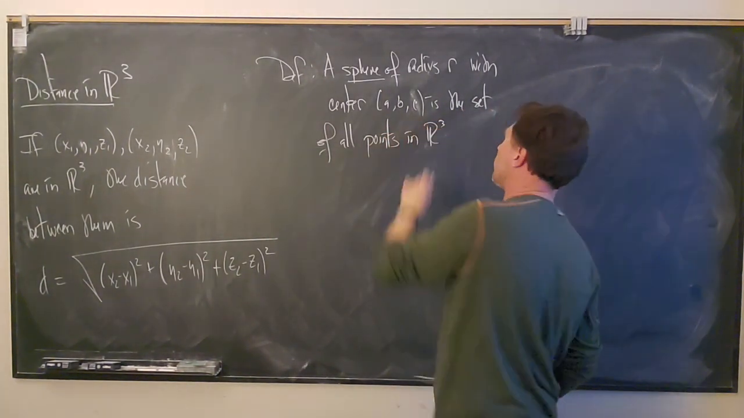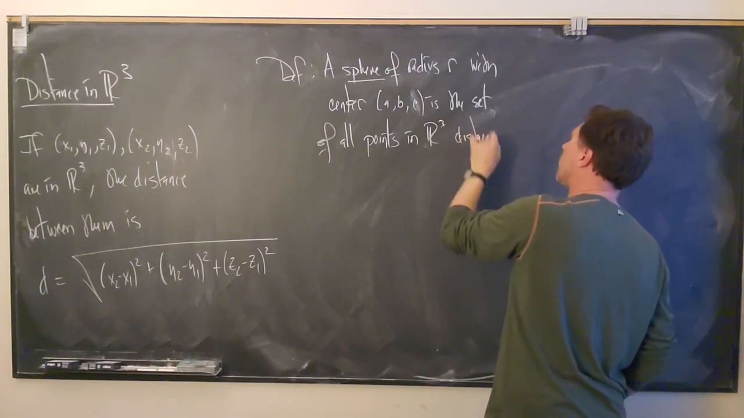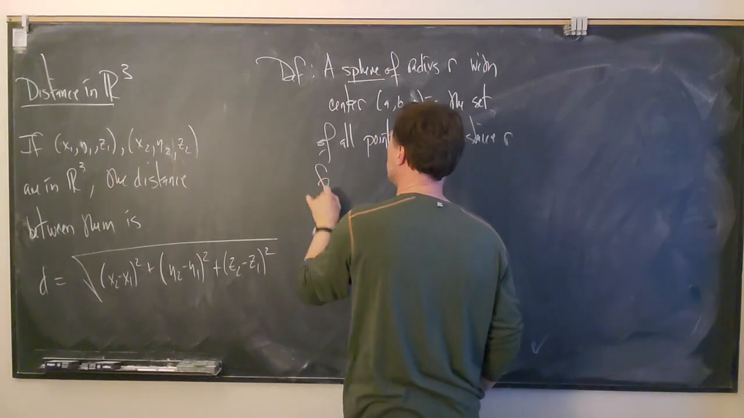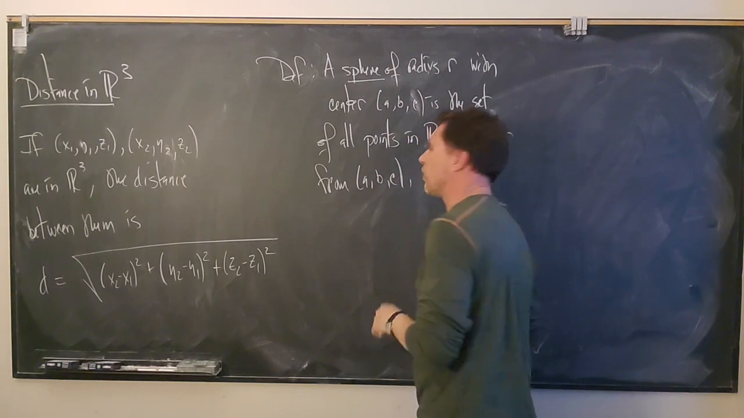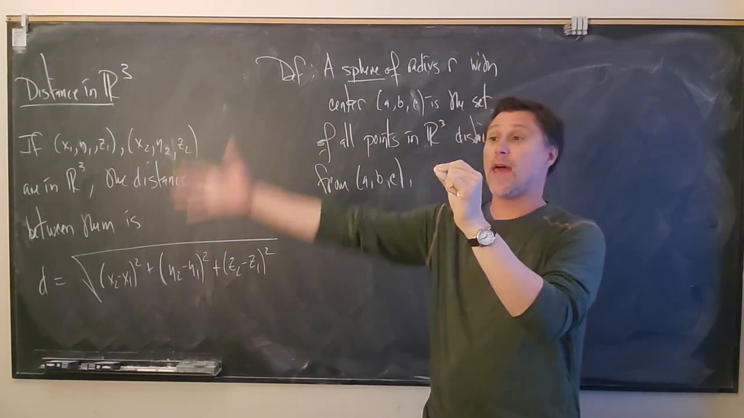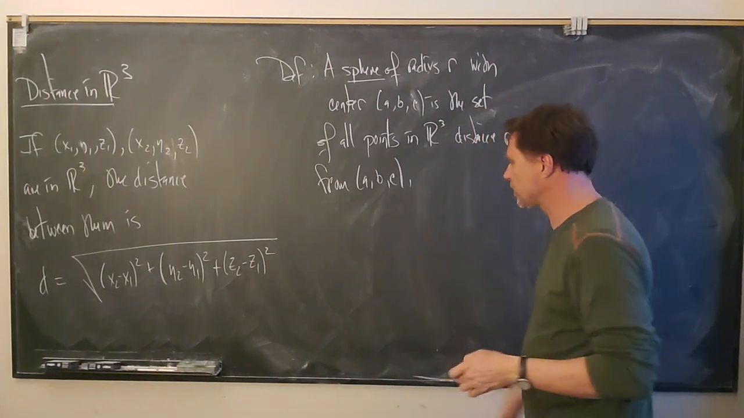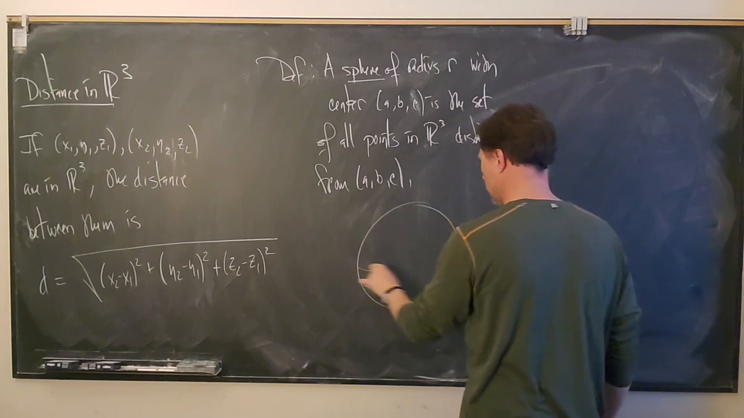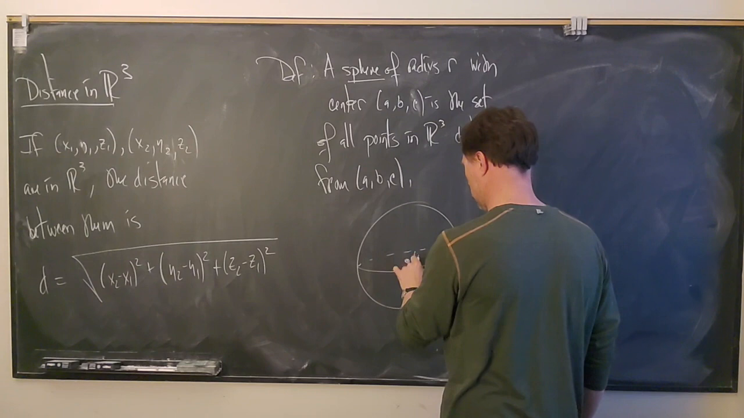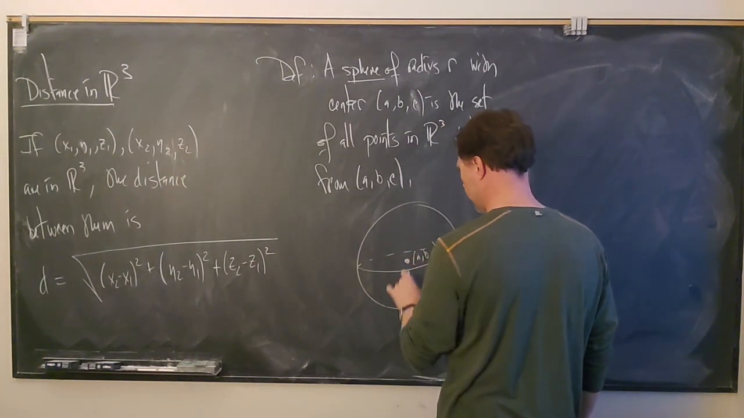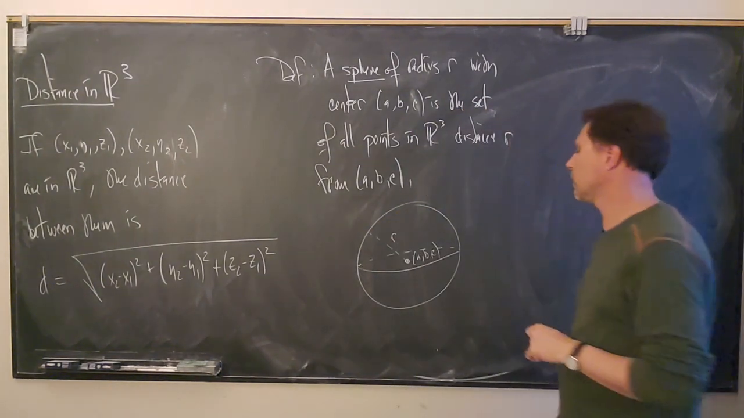in R3 that are distance r from the center, so from a, b, c, right? So that's what a sphere is. Pick a central point, and then all the points that are a fixed distance r from that center. That's called a sphere. That's how we'll draw a sphere on the board. Right, so that distance is r. There's a typical drawing of a sphere.